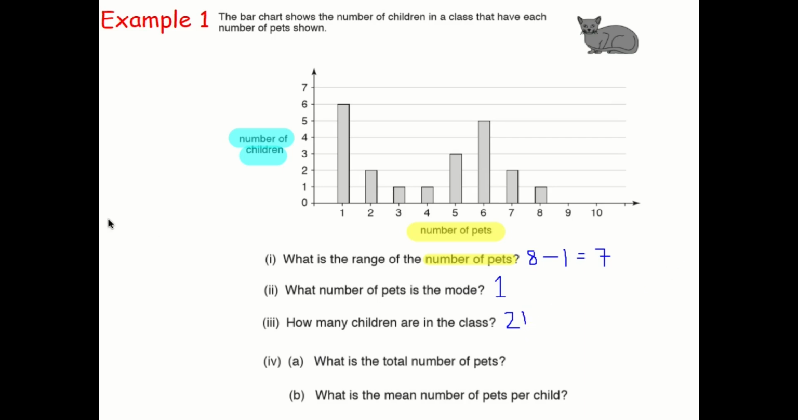So just to show you where I've got that from, I've got that from looking at the numbers on the bars. I've just read off 6 from here, because look, we're looking at number of children. 2 from here, 5 because I've read off here. And I just added all those up together. So that's like just looking at the numbers for all those bars.